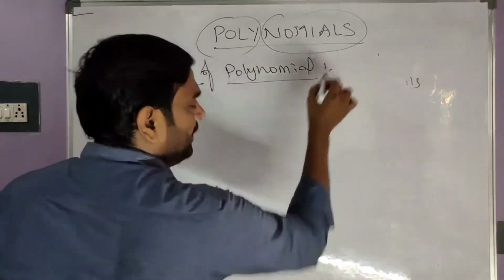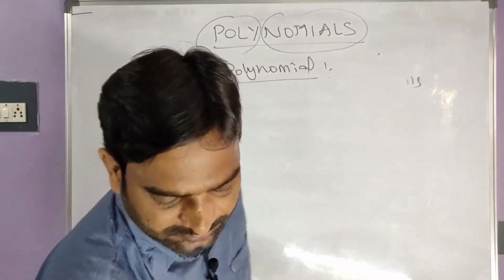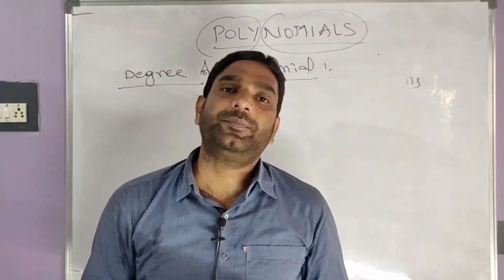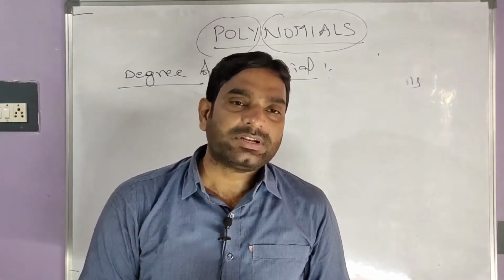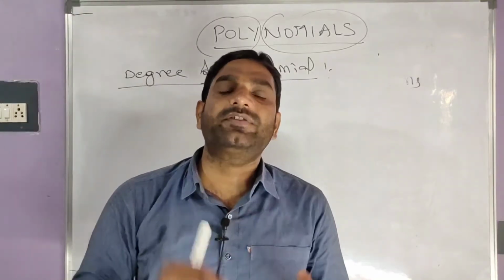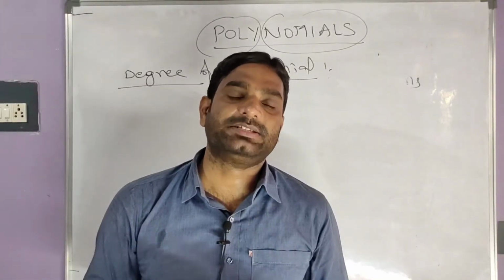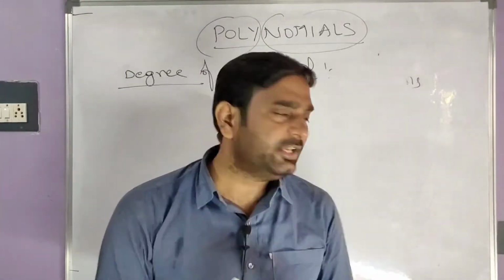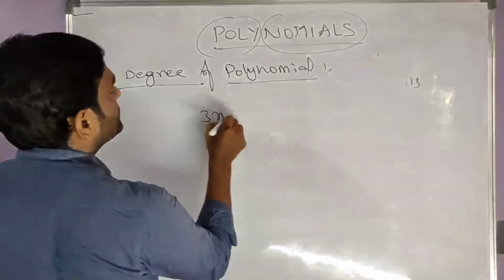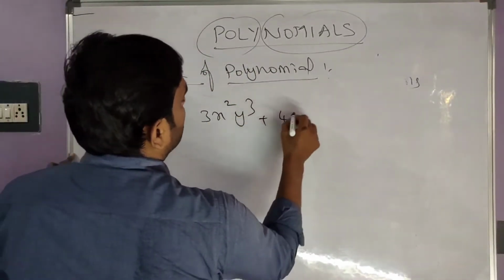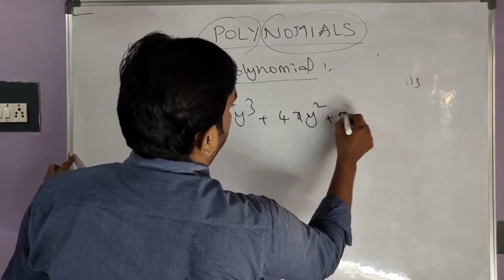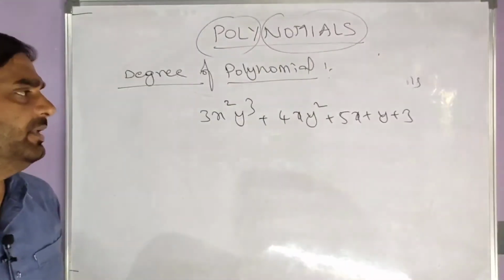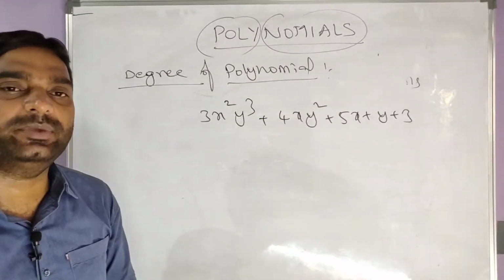Degree of polynomial. What is the degree of a polynomial? The degree of a polynomial is nothing but the sum of the powers of the variables in the term having the highest sum. For example, given this polynomial: 3x square y cube plus 4x y square plus 5x plus y. What is the degree of this given polynomial?